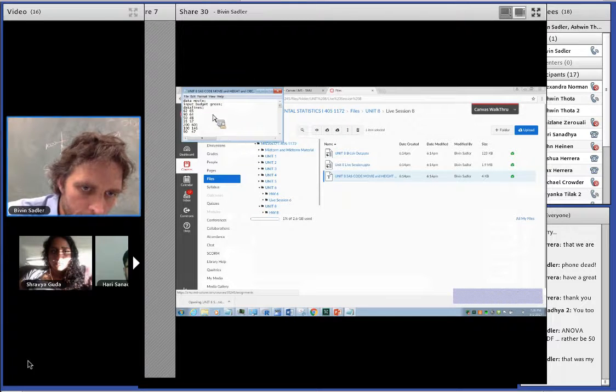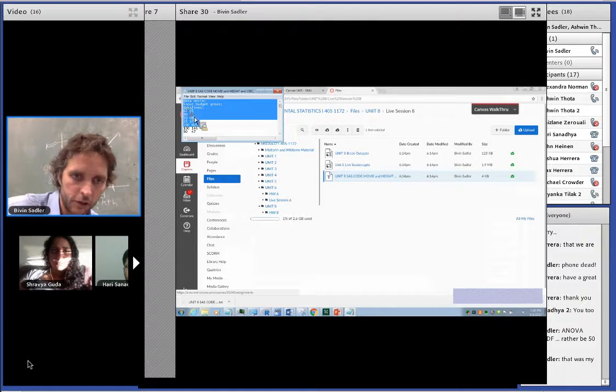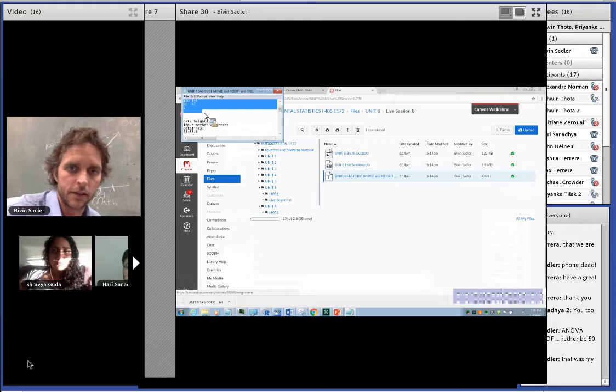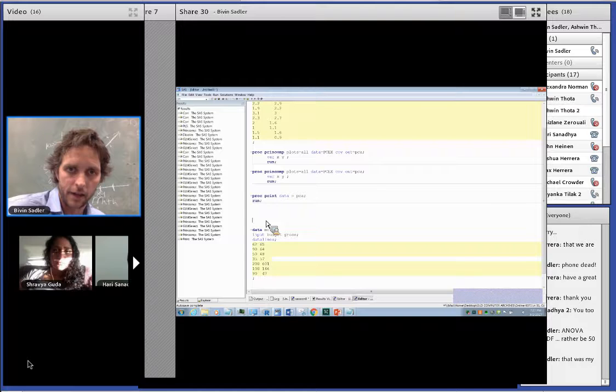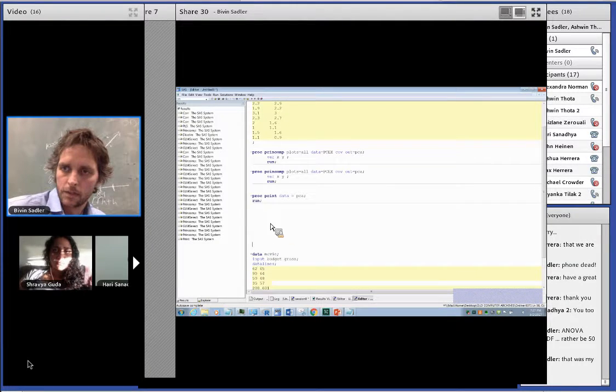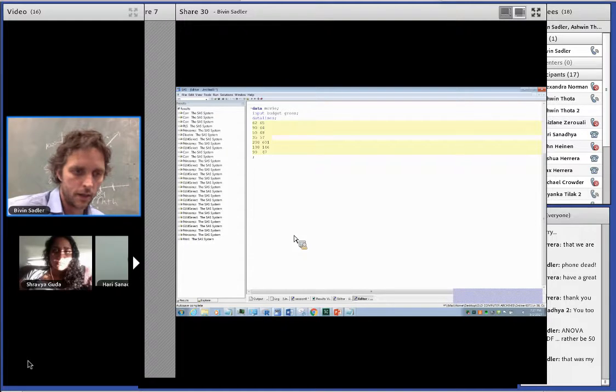So I put some stuff out on Canvas. And in fact, I've got to get it myself. If you go to Canvas in Live Session 8 here, you'll see SAS code, movie, and height. So I'm going to go ahead and download that. I'm going to open it. And there is my movie data right there. If you want to do this with me or just watch on the screen, that's fine. This is some stuff I'm doing for 6372.